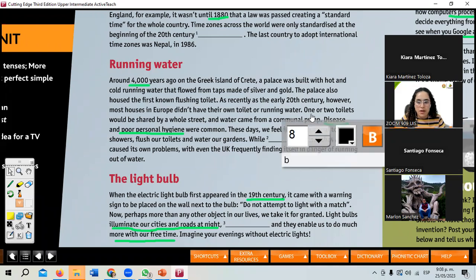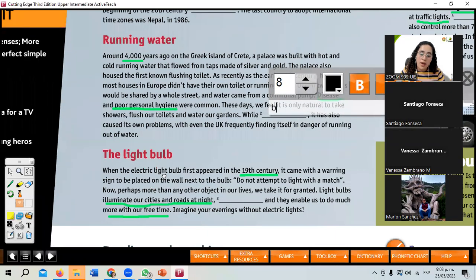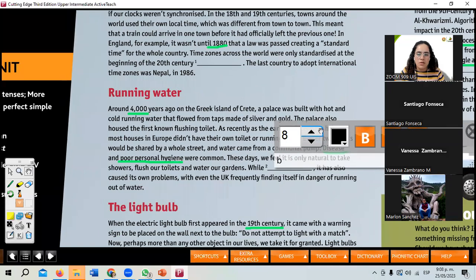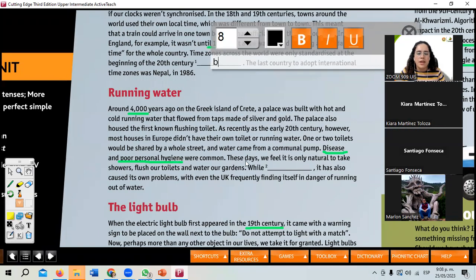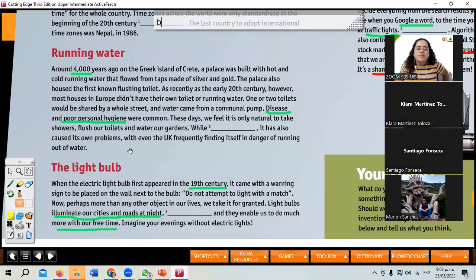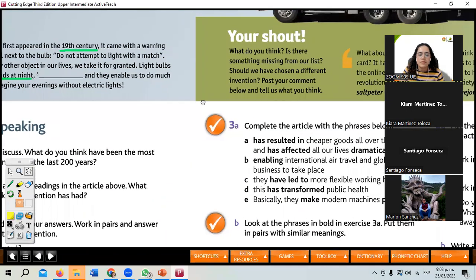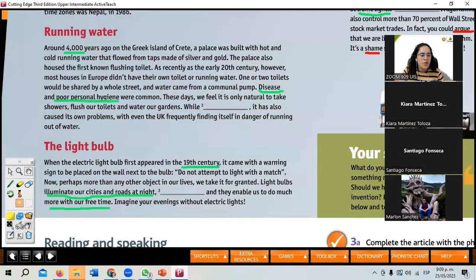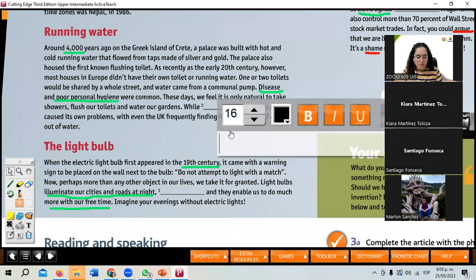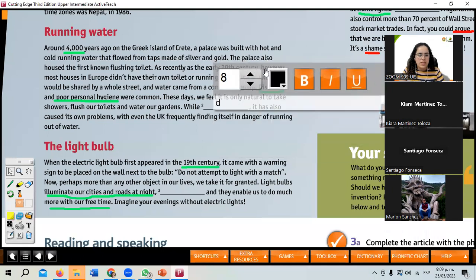Okay, Kiara, for number 2, you have the answer? Yes, teacher. This is number 1, okay. These days, we feel it natural to take showers, but our toilets and water are... While? About the public health. All right. While this has transformed public health, so it's letter D. While this has transformed public health, it has also caused its own problems.